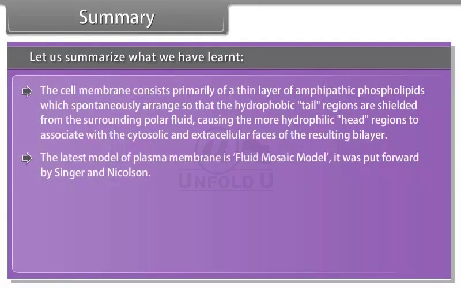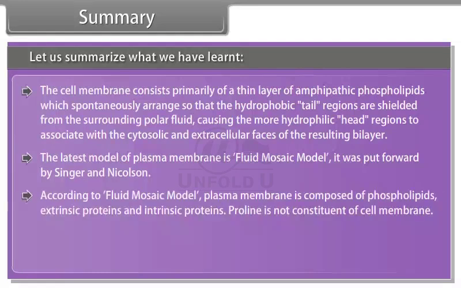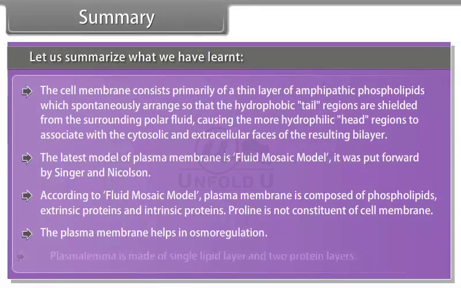The latest model of plasma membrane is fluid mosaic model. It was put forward by Singer and Nicolson. According to the fluid mosaic model, plasma membrane is composed of phospholipids, extrinsic proteins and intrinsic proteins. Proline is not a constituent of cell membrane. The plasma membrane helps in osmoregulation. Plasma lemma is made of single lipid layer and 2 protein layers.